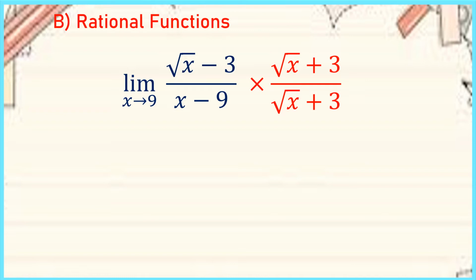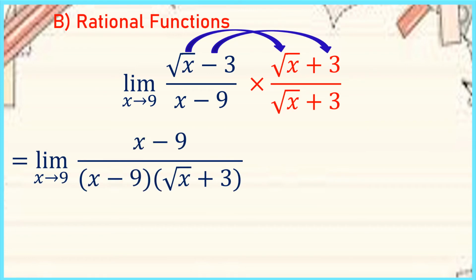So multiplying it by square root of x plus 3 over square root of x plus 3, we will be getting the limit of x minus 9 over x minus 9 times the square root of x plus 3 as x approaches 9. So remember that if you are dealing with square root of x minus 3 times the square root of x plus 3, there is no middle term. So just multiply the first term times the first term and the last term times the last term. And always it is minus.